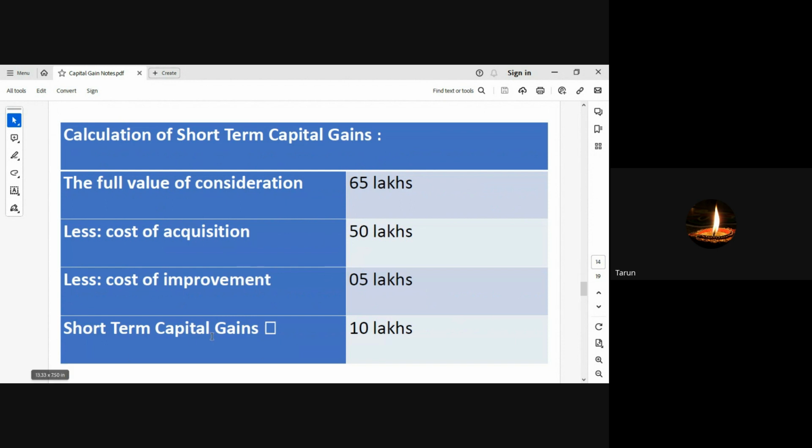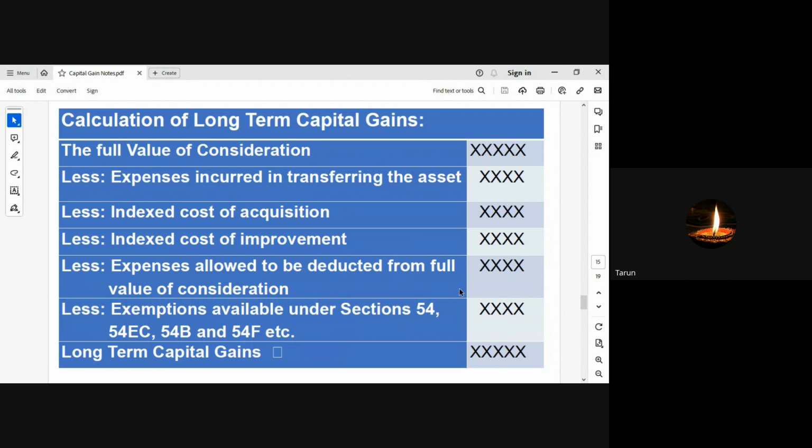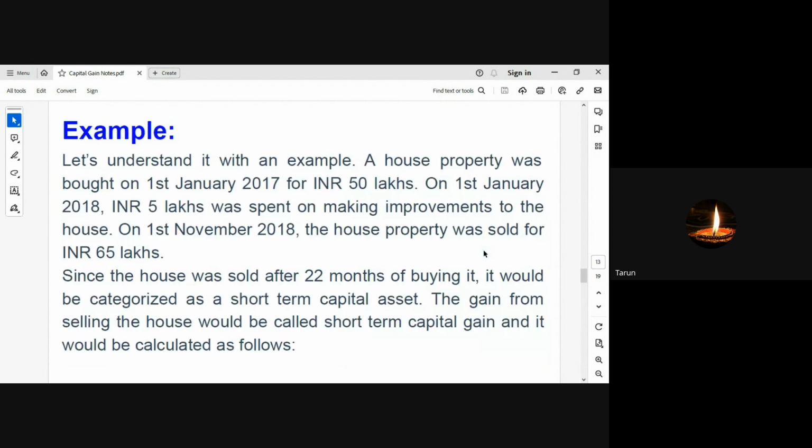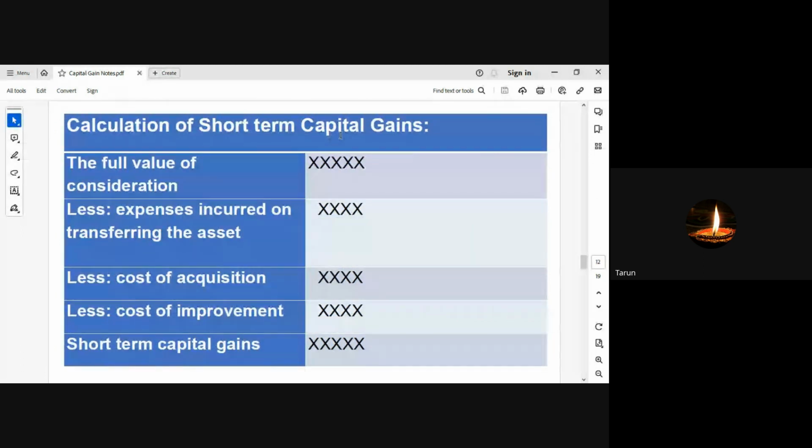So the short-term gain is 10 lakhs. You deduct 55 lakhs from the full value of consideration of 65 lakhs, so you will receive a short-term capital gain, a profit of 10 lakh rupees. Right? So this is the format of the short-term capital gain.